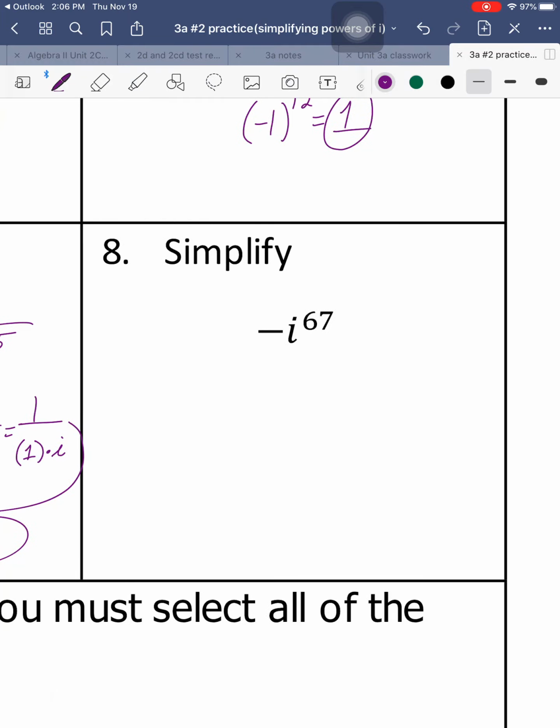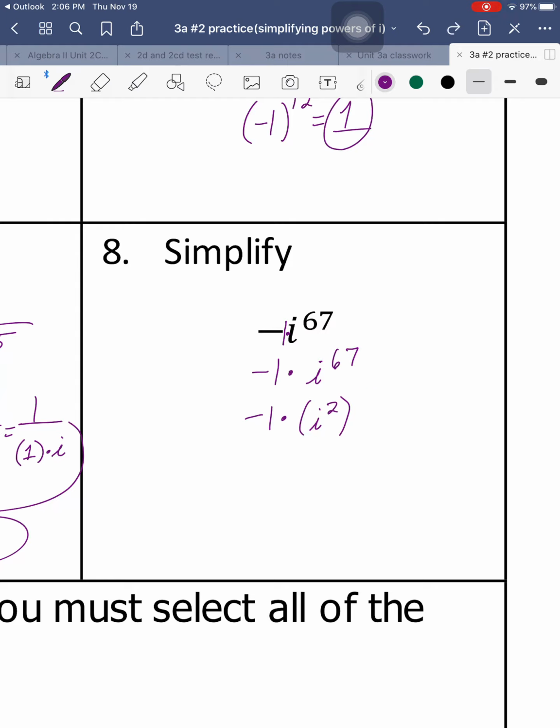All right, number 8. It looks very similar to number 7, but there's no negative on the exponent. The thing with this negative here, what I would have you do, think of it as like it's negative 1 times i to the 67th. You don't have to do that, but a lot of times that helps students keep things straight. So I'm just going to look at the i's. So that negative has nothing to do with the i right now, so we're not going to do anything with it to simplify.